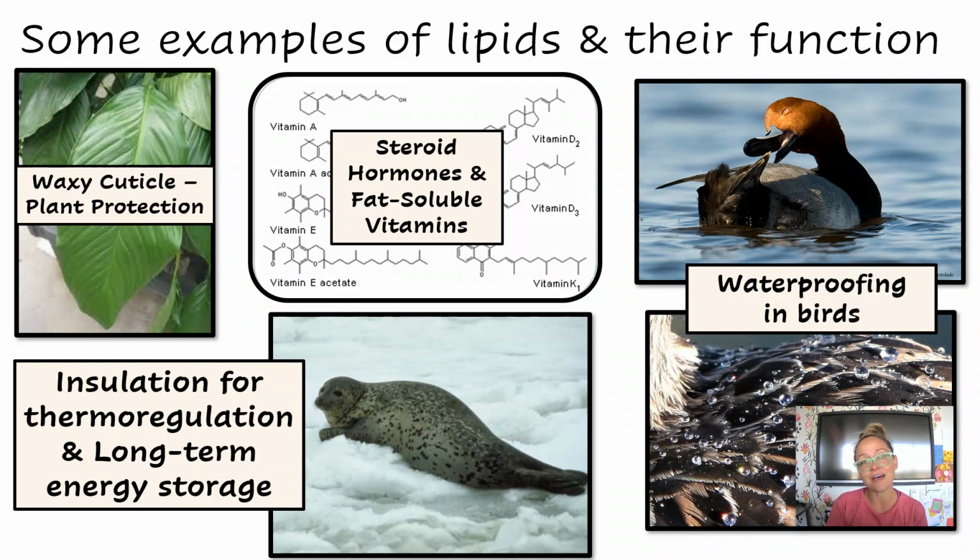We also use lipids as long-term energy storage or insulation. So you can see this harbor seal up in the Arctic has lots of blubber. That blubber is a lipid, and that's going to not only store energy for this animal, but also insulate it and keep it warm and help with thermoregulation.